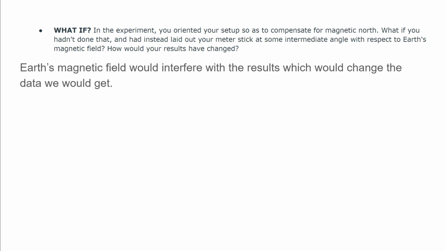So some errors are obviously errors in measuring distance, stuff like that, small stuff. And then in this experiment, what if we hadn't oriented the setup to compensate for magnetic north, and instead laid out our meter stick at some intermediate angle with respect to Earth's magnetic field? How would the results change? Well, then the Earth's magnetic north field would interfere with the results that we got, which would change all the data that we marked down.